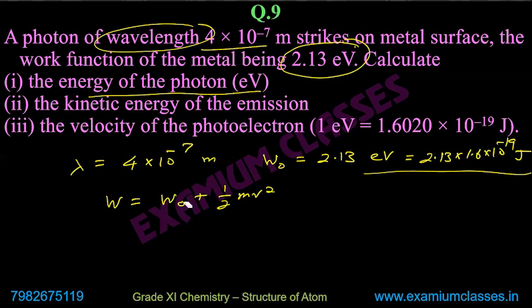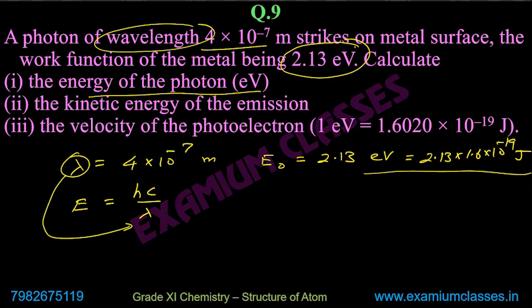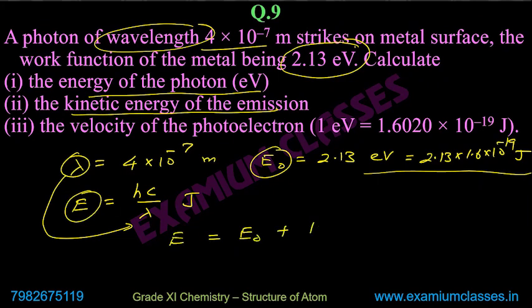So here, first the energy. Photon wavelength is given, so energy will be, let it be E, that will be hc by lambda. Substitute this lambda here, you will get the energy. And E naught is given. Here you will get energy in joules. Kinetic energy of the emission: once you have got E, apply E equals E naught plus kinetic energy. So E comes from here, E naught comes from here, and from that you can calculate the kinetic energy.